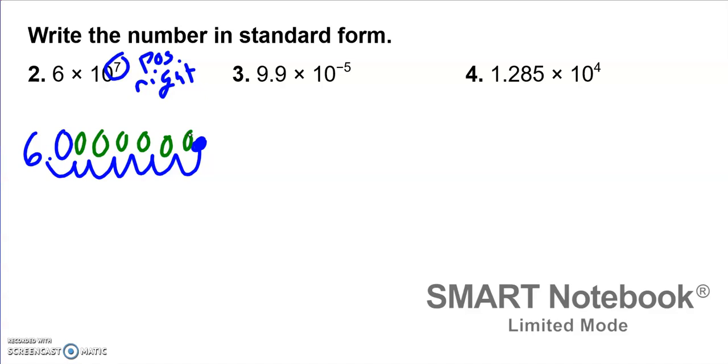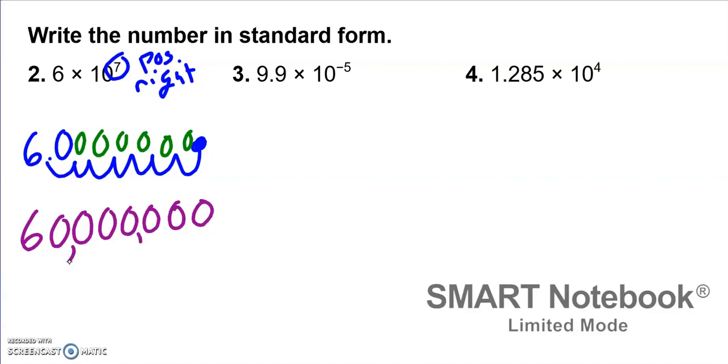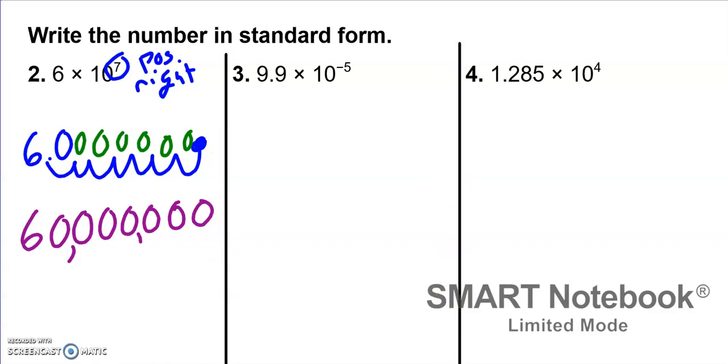So now we just take this and we simplify it down, we make it neat. So I have 6 with 7 zeros. So let's just rewrite it. 6 with 7 zeros. 1, 2, 3, 4, 5, 6, 7. And we're going to fill in the commas to help us out. So we have 60 million. Let's separate this real quick. There we go.